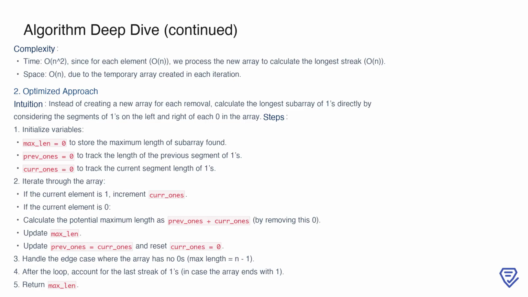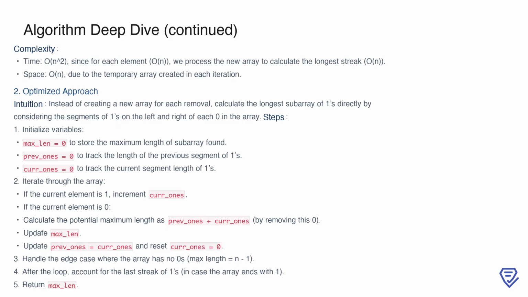As we iterate through the array, we increment cur_ones for each one encountered. When we hit a zero, we calculate the potential maximum length as the sum of prev_ones and cur_ones, update max_len if necessary, and then update prev_ones to the value of cur_ones before resetting cur_ones. This way, we efficiently account for the impact of removing a single zero.